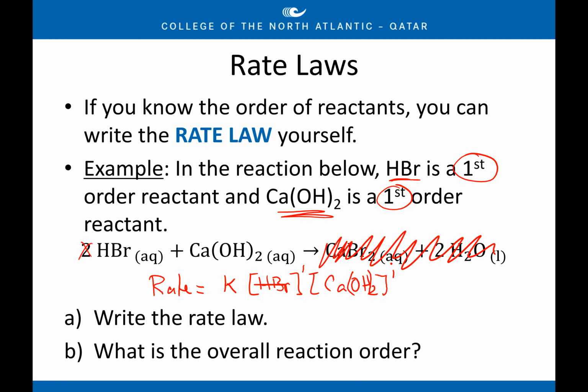For anybody who wasn't here yesterday, if this was second order, like if it said HBr was second, I would put a 2. If it said HBr was 0, I would put a 0. Your numbers will basically be 0, 1, or 2. Okay, so that's my rate law. That's part A. Part B, what is the overall reaction order? You add up the exponents. So I'm adding up one first order and another first order. So the overall is 2.